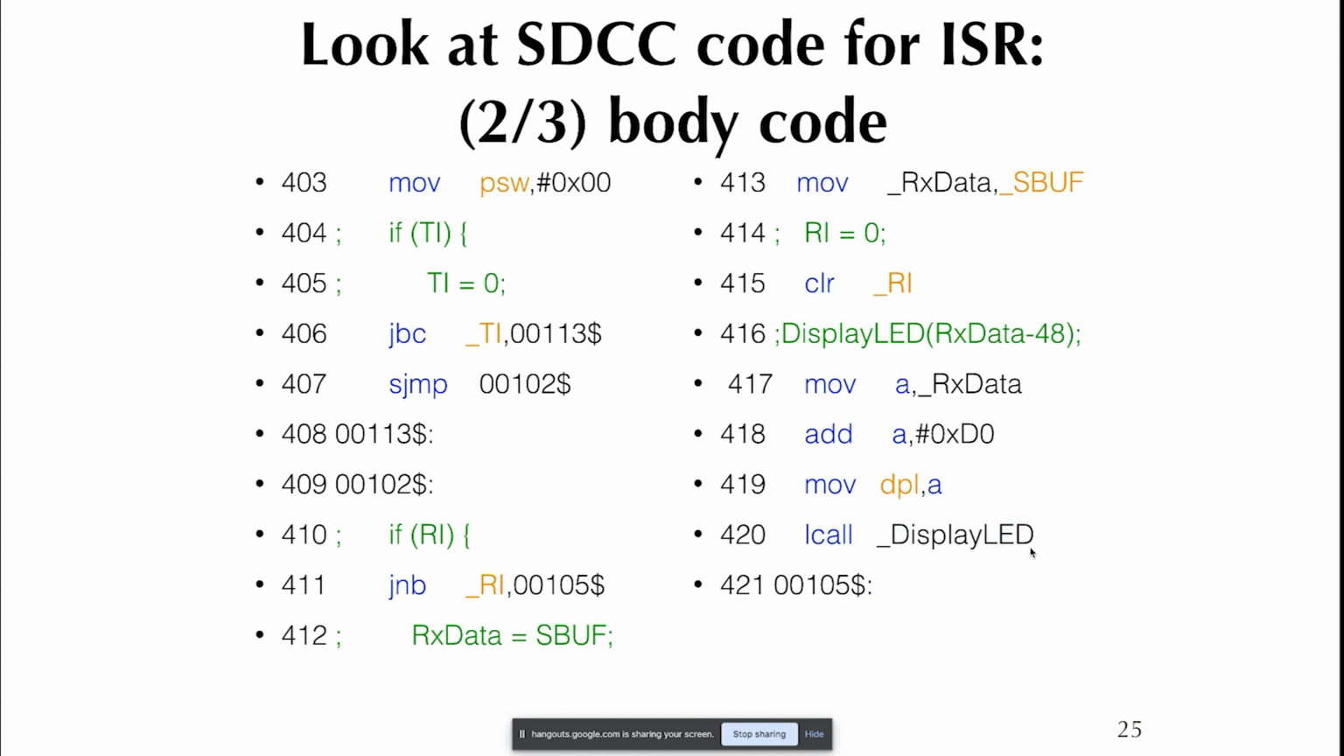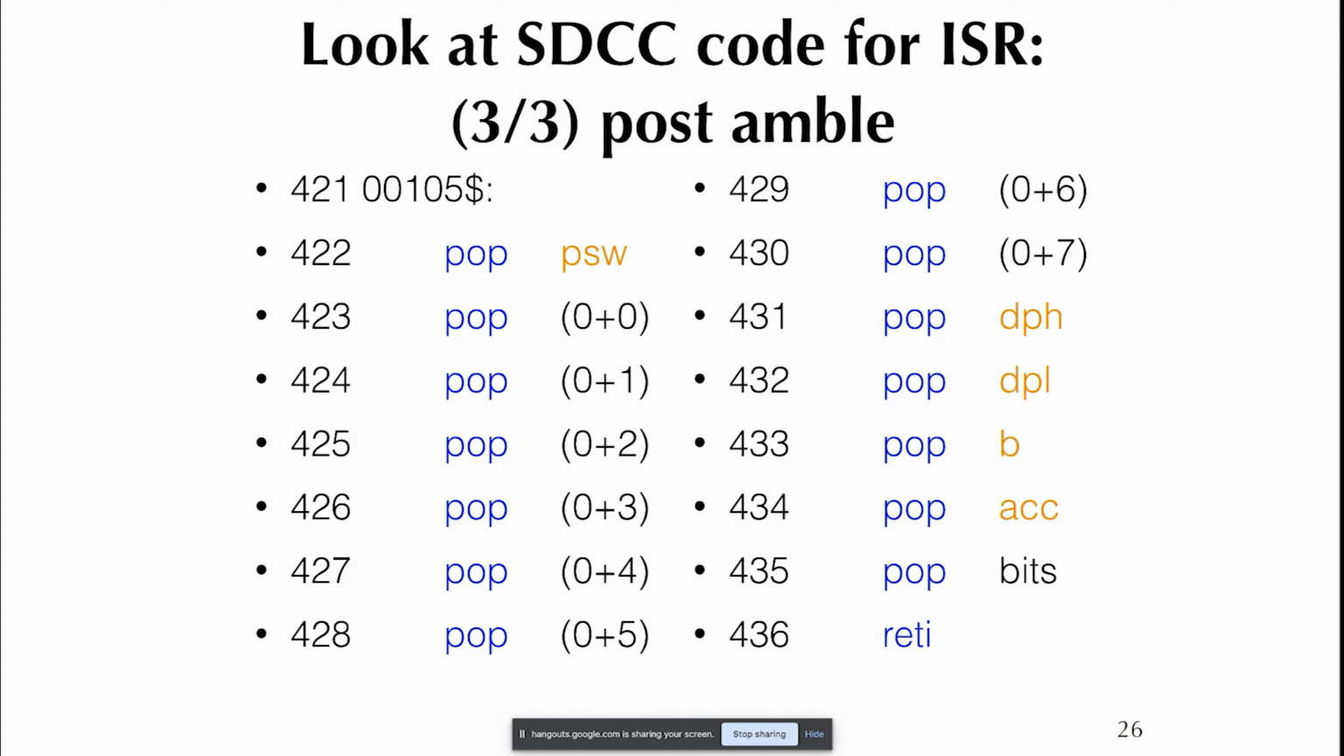And then after that, it returns back, pops PSW, pops registers 0, 1, 2, 3, 4, 5, 6, 7, pops DPH, pops DPL, pops B, pops ACC, pops bits, before it does the RETI. It's like, what? Spend way more code just on pushing and popping all these registers compared to the little code for me, right?